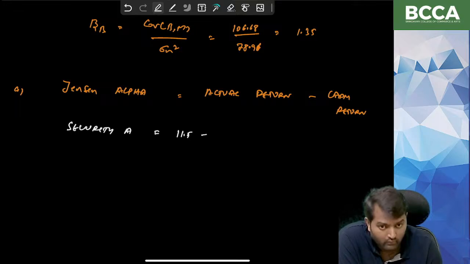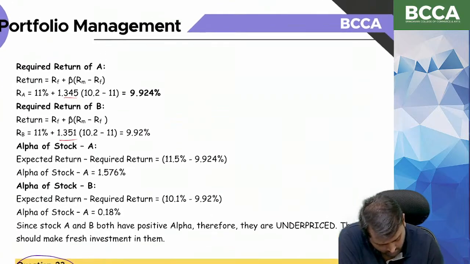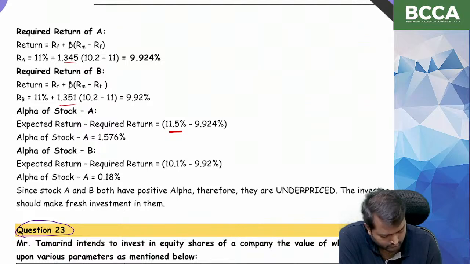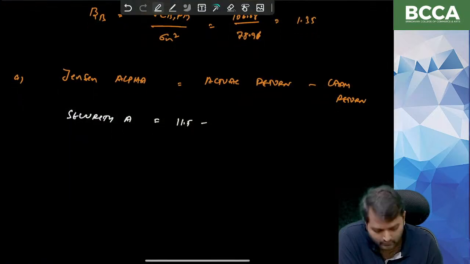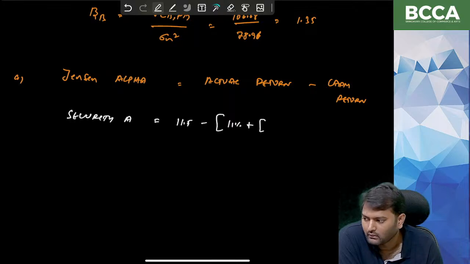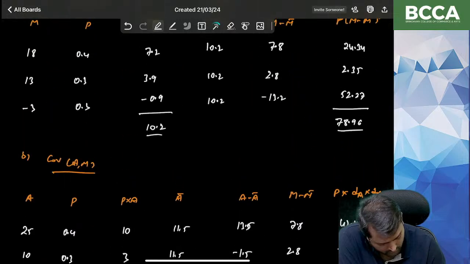But whereas we require how much? Are you getting my point? 11.5. But whereas what is the risk-free security? 11% plus RM. RM is nothing but M bar. What is M bar? Please be fast, okay? I know it is Holi. You might be expecting a holiday. So 11% plus M bar, 10.5 minus 11. So 10.2.